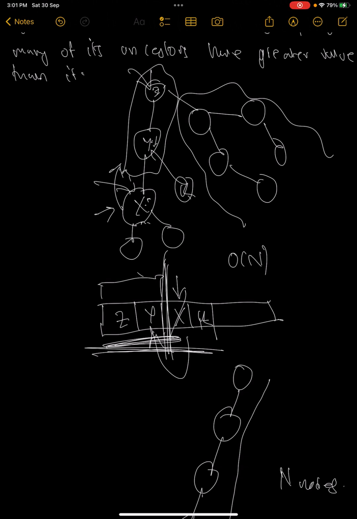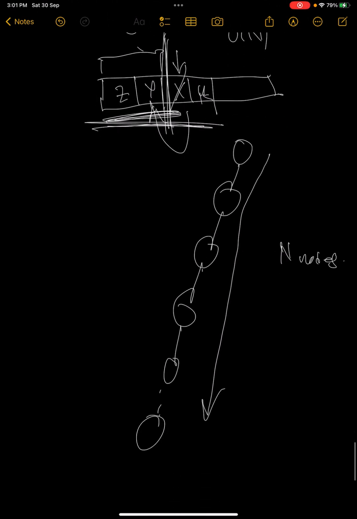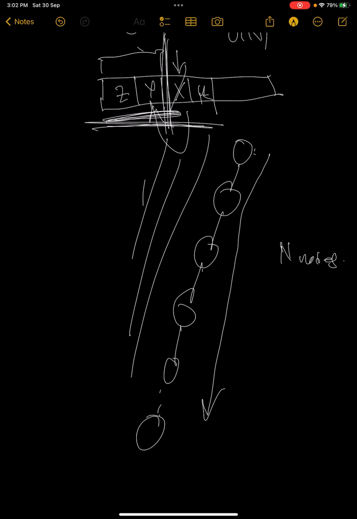So if we consider that this tree contains order of n nodes, meaning n nodes, then for each node the worst case time complexity would be order of n. I have already discussed it. When it is skewed, then we need to traverse it again and again and again, like this.